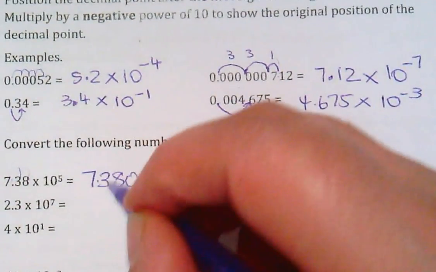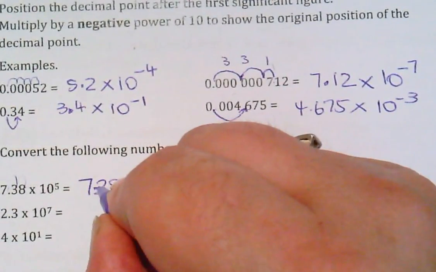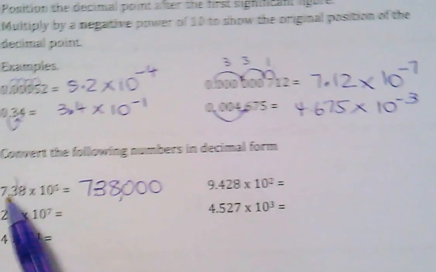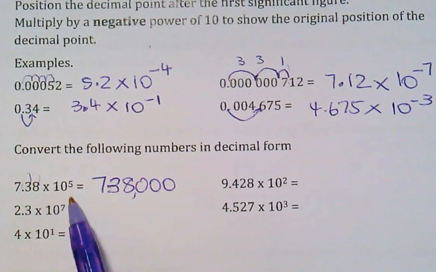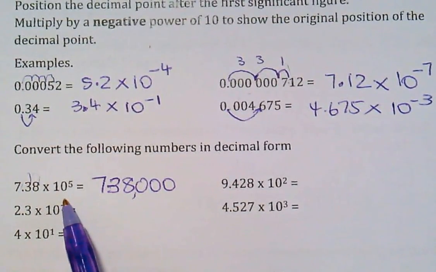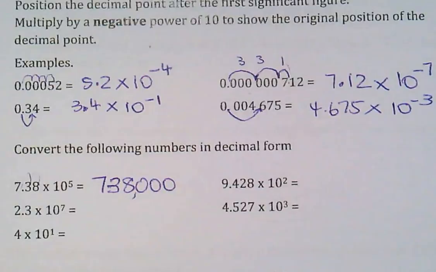No, look, get rid of that little point. That's a smudge. No decimal point anymore. This is saying 7.38 times 100,000. 10 to the 5 is a 1 with 5 zeros.